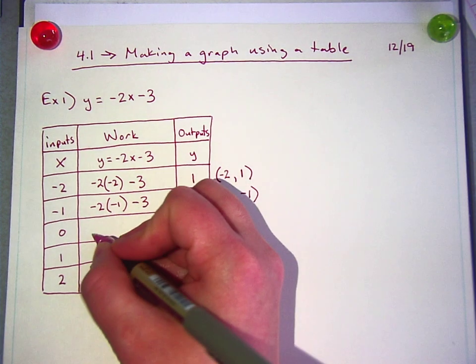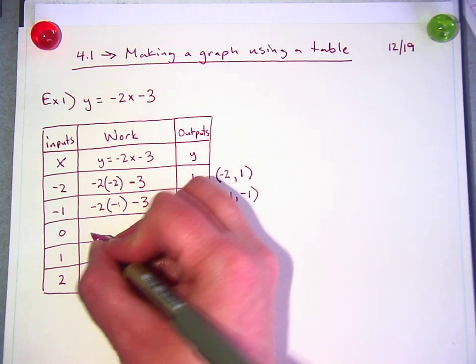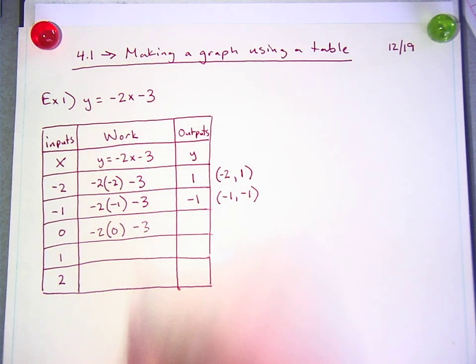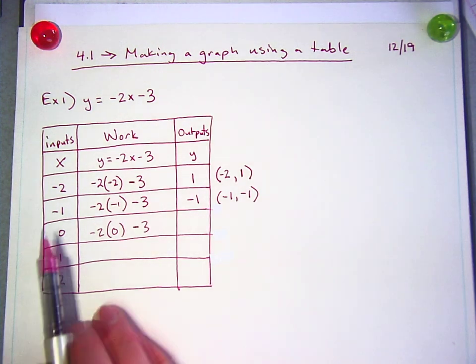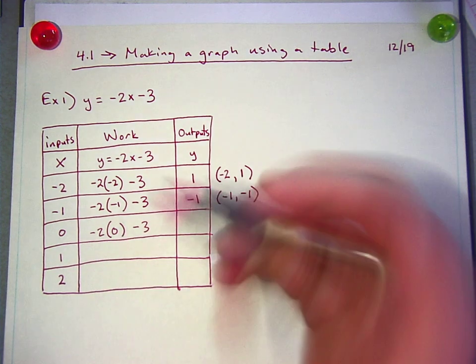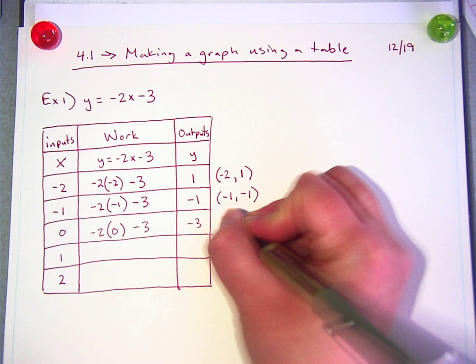What should I write for my work for the next one? Go ahead. Negative 2 times. Good. Minus 3. How did you know to put 0 in there? Because the 0 is right here. That's the x. That's the input. That's what we're inputting in. Negative 2 times 0 is 0. 0 minus 3 is negative 3. What's the point for this one?